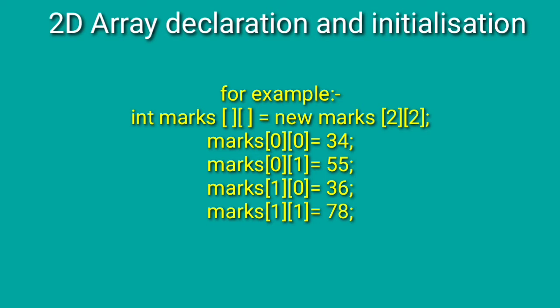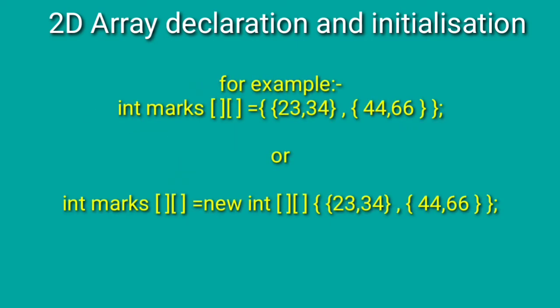The next element is at the [0][1] index. So 0 means the first row and 1 means the second column, that is 55. Then again you have the third element, that is at [1][0] index, 36, and the fourth element is at [1][1] index, 78. And here we have another way of initializing the 2D array.